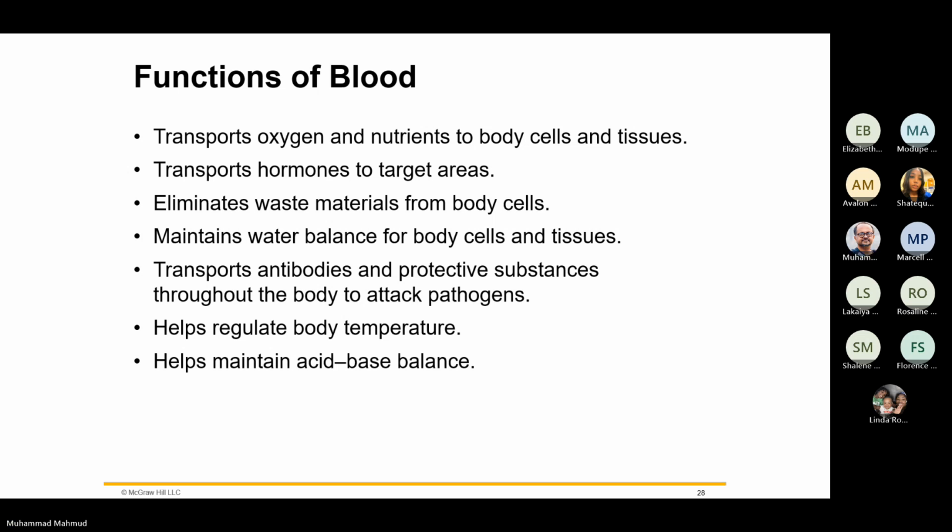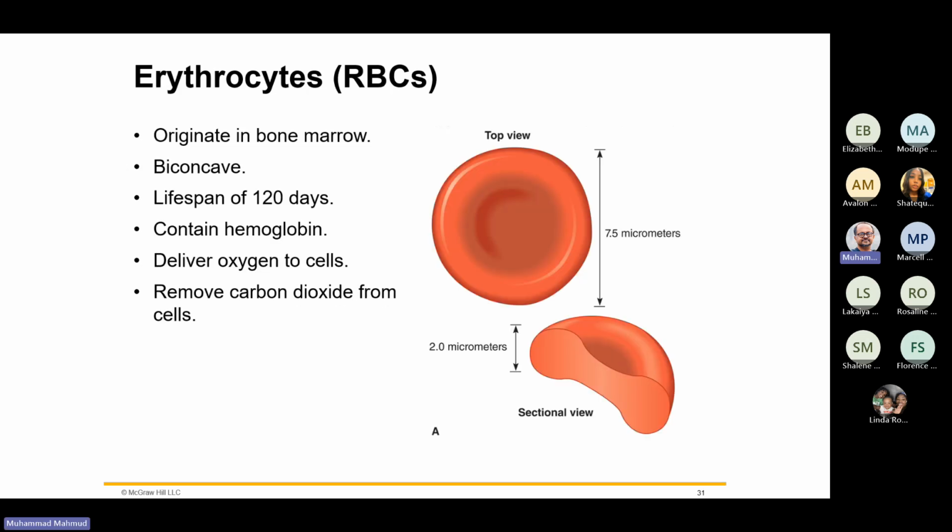This is our red blood cell that makes our blood red. It starts its journey in bone marrow. Bone marrow is the factory, the red bone marrow, to make blood cells. And cells are biconcave. That means at the middle it is depressed. They have a lifespan of 120 days. For 4 months, these cells can survive, containing hemoglobin, delivering oxygen to cells, removing carbon dioxide from cells.